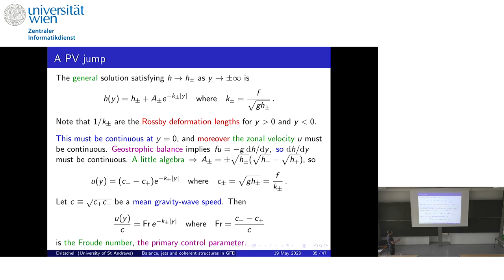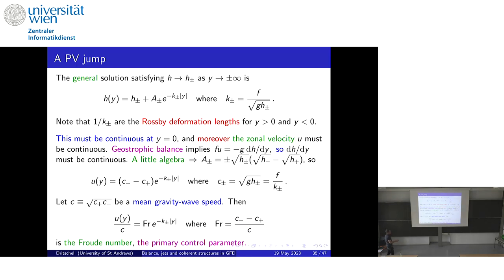The general solution satisfying the boundary conditions at infinity involves an exponential. It's easy to work out. These are the deformation wave numbers, k plus or minus, equal to f over a gravity wave speed, which differs on both sides. This must be continuous at y equals zero. Moreover, the zonal velocity, which you get from geostrophic balance because it's proportional to dh/dy, and f and g are constants, must be continuous.